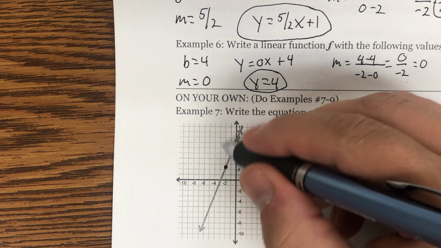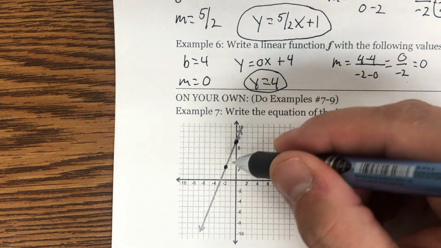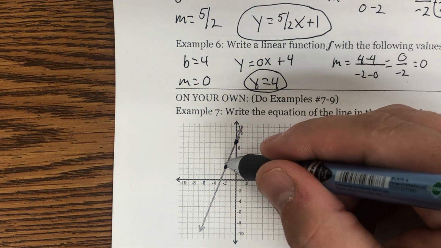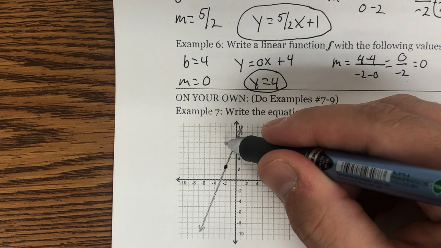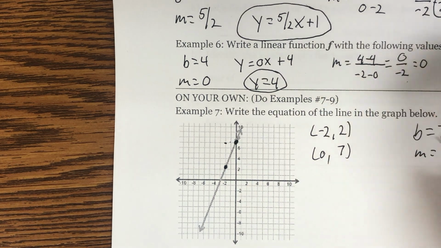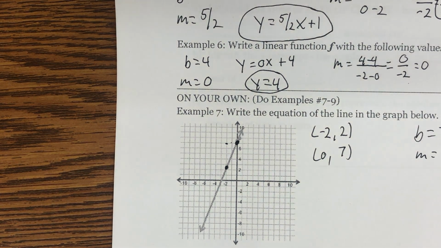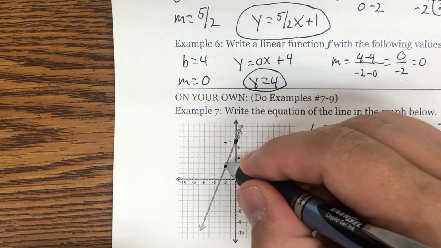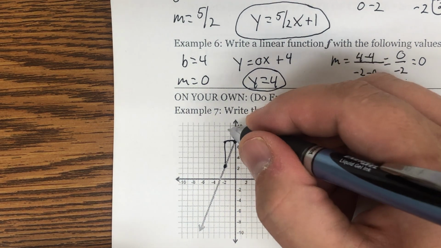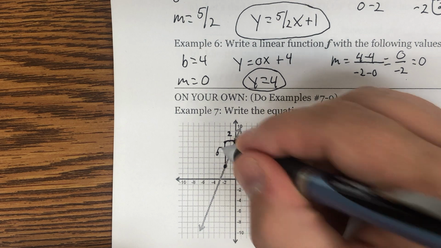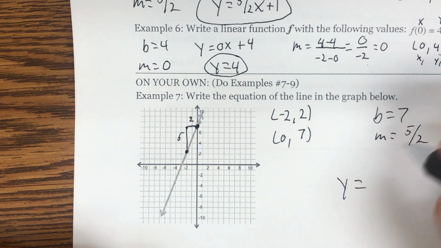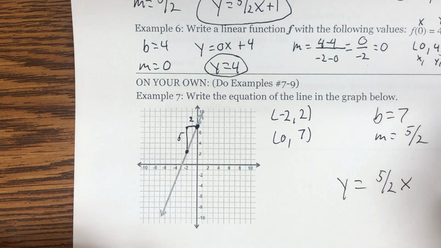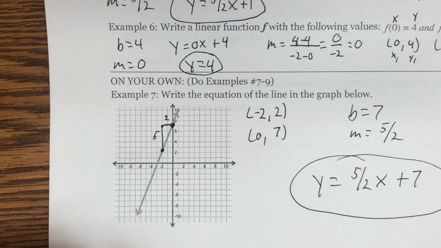M equals, you could either count it or you could calculate it. I'm going to count. So up 1, 2, 3, 4, 5, over 2. Okay, 5 over 2. It went up 5 over 2. Equation of the line. Y equals, m is 5 over 2, x plus 7, b. Plug them in. And we got it.